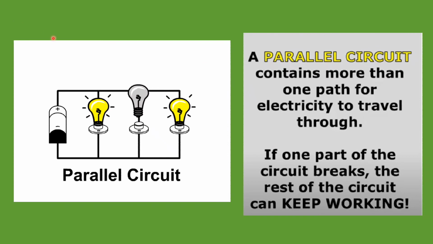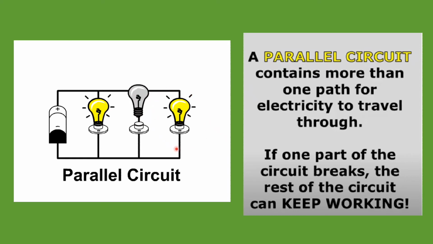Okay, look at this. This is an example of a parallel circuit, which contains more than one path for electricity to travel through. So we have a wire here connected to this bulb, and another wire here connected to this bulb, and also one wire connected to this bulb.